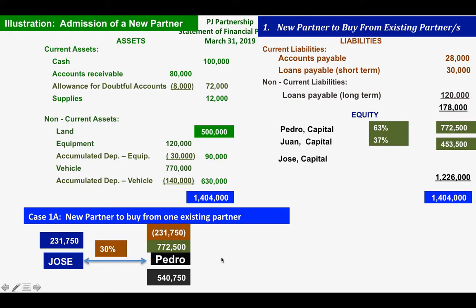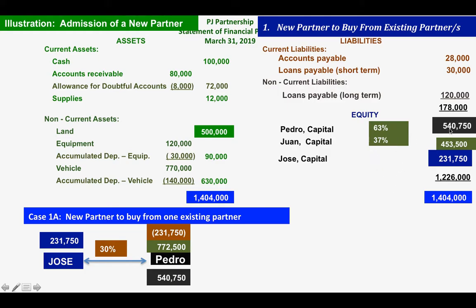Okay, so now Jose will now have 231,750 and Pedro's capital will be reduced to 540,750. However, take note that the total of this will remain at 1,226,000. So with this admission of Jose, there will be a change in the profit and loss ratio.